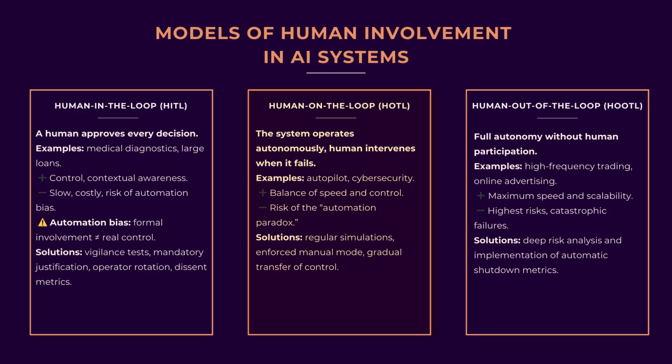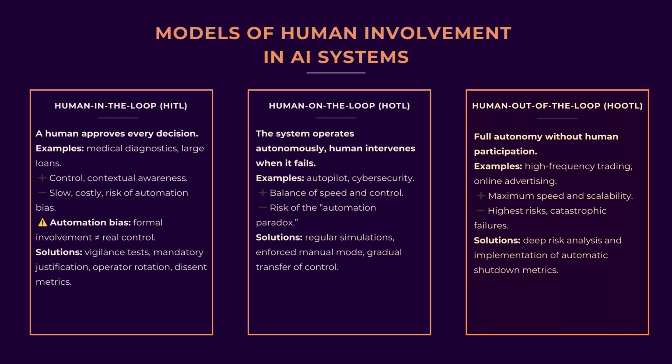Pilots of modern aircraft fly manually only a few minutes per flight. When the autopilot fails, they may not react correctly in time. The same happens with AI systems. Mitigations include regular failure simulations, mandatory manual control periods, and gradual, rather than instantaneous, transfer of control.